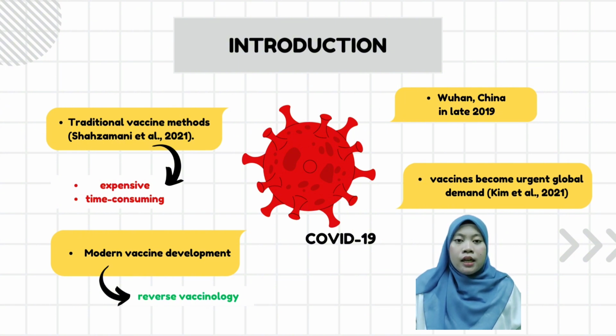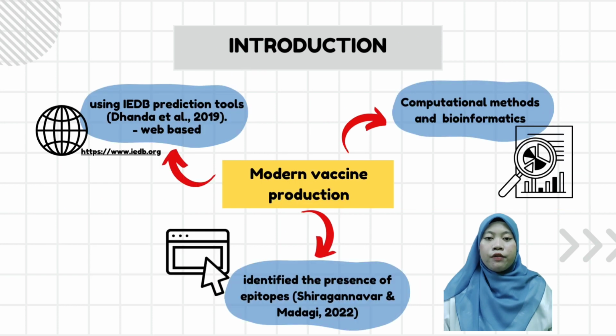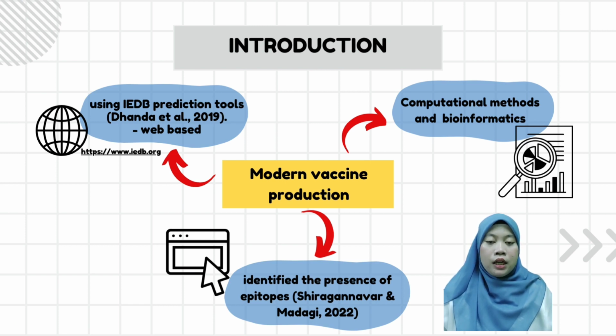But the existing vaccine, which is produced by the traditional method that mostly uses whole pathogen or live attenuated, takes a longer time and is quite expensive. To overcome these drawbacks, modern vaccine development that uses reverse vaccinology comes into play. Reverse vaccinology is a new approach in vaccine production which uses more computational methods and bioinformatic tools. This method is capable of identifying the presence of epitopes in a specific sequence to develop a peptide-based vaccine against COVID-19.